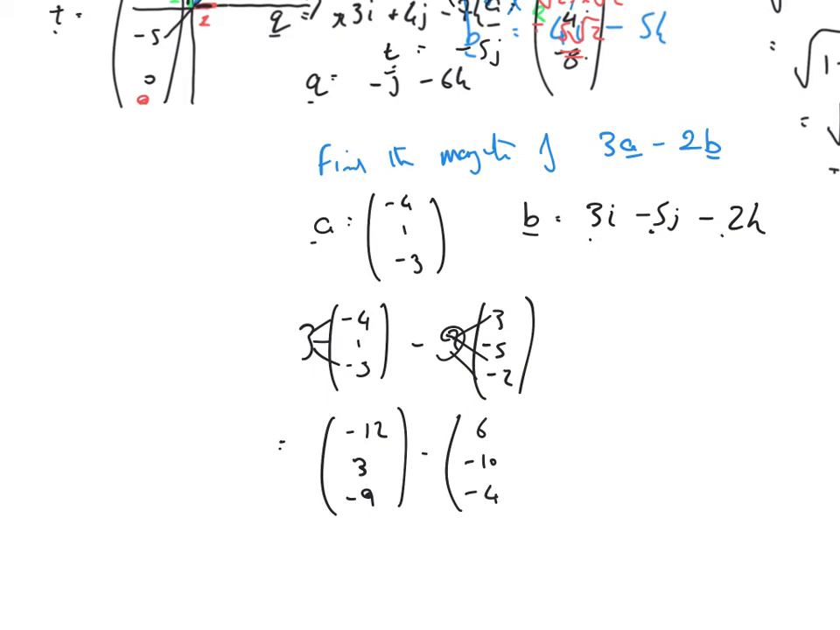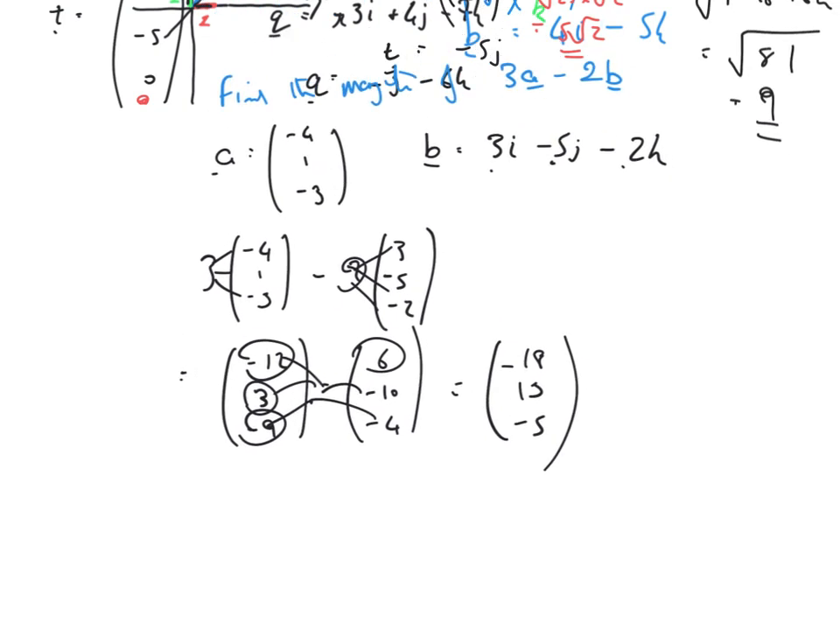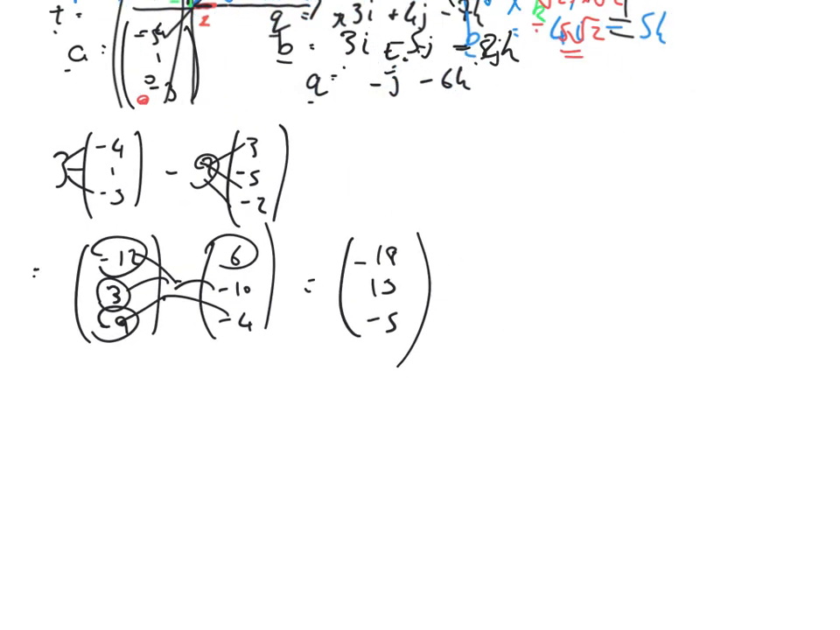2 lots of minus 2 is minus 4. Minus 12 minus 6 is minus 18, 3 minus minus 10 is 3 plus 10, that's 13, and minus 9 minus minus 4 is minus 9 plus 4, which is minus 5. Okay, so at that point, we're looking for the magnitude, so it's the magnitude then of 3a minus 2b.